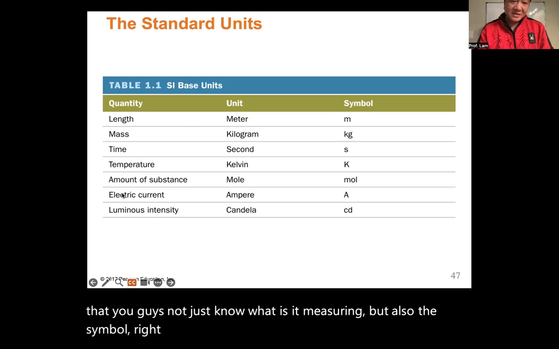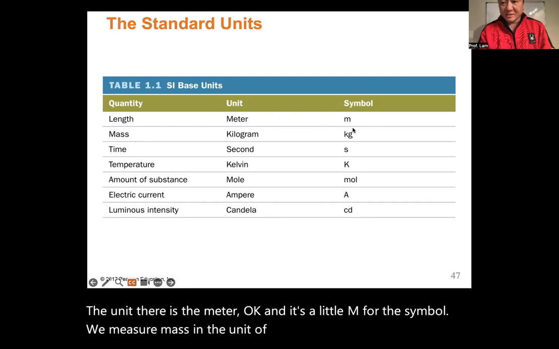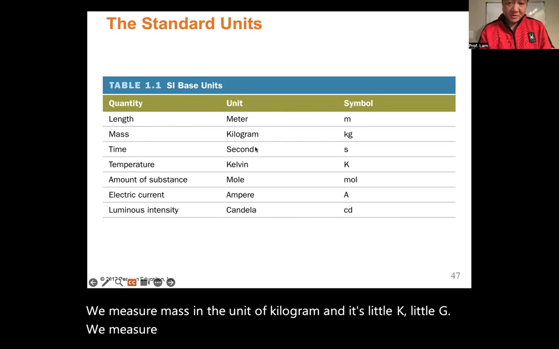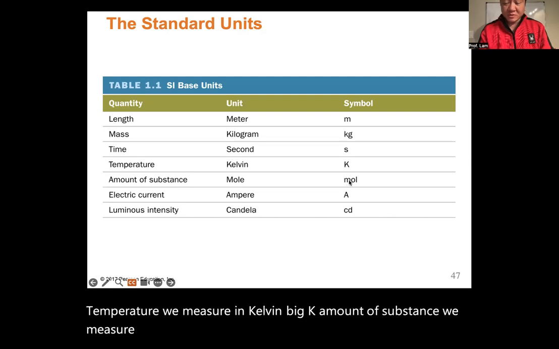So the 7 things that we measure in science. Length. The unit there is the meter, and it's a little m for the symbol. We measure mass in the unit of kilogram, and it's little k, little g. We measure time in the unit of second, that's little s. Temperature, we measure in Kelvin, big K. Amount of substance, we measure in mole, and the symbol is mol, all lowercase.